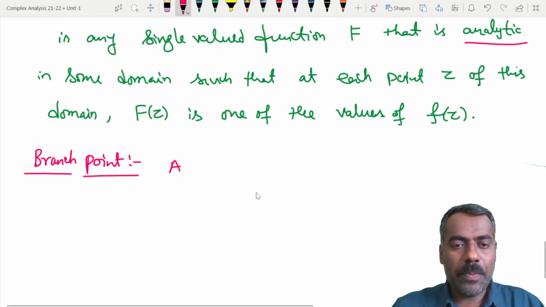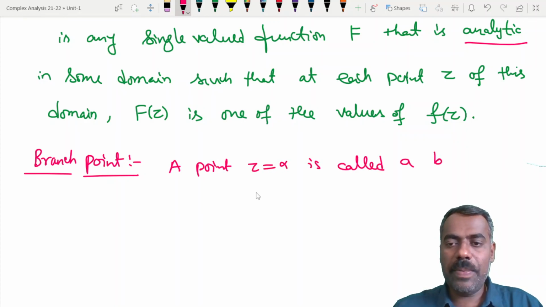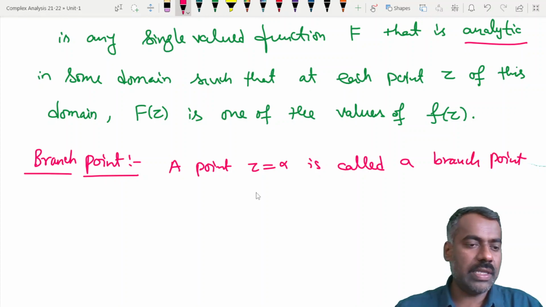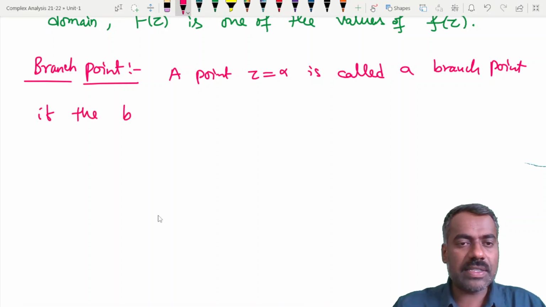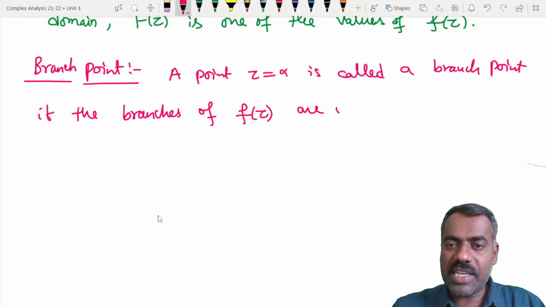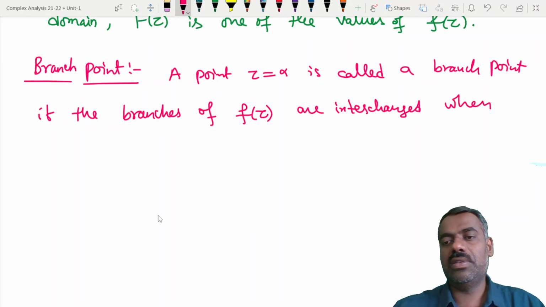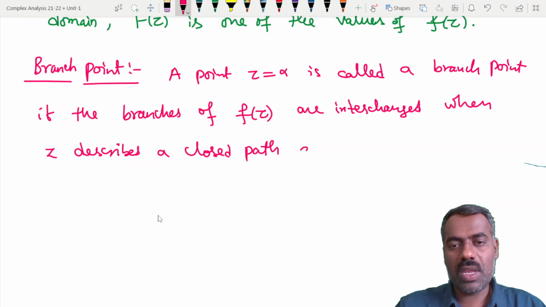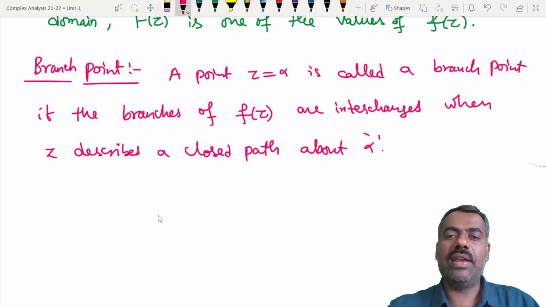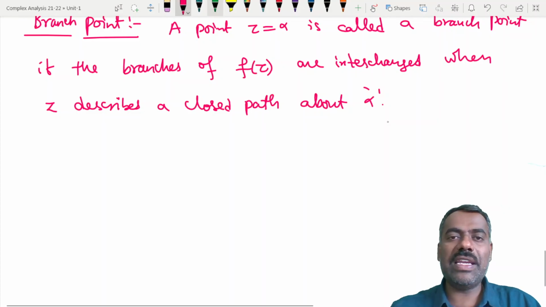First I'll write: a point z is equal to alpha is called a branch point if the branches of f of z are interchanged when z describes a closed path about alpha, around alpha. So what is the meaning of this one?